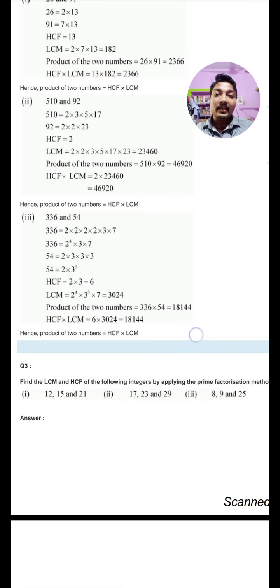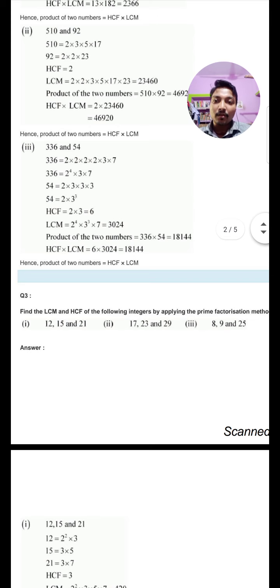Then the second part is our checking, the verification step, where the product of the two numbers is equal to 510 into 92, which is equal to 46,920. Again, on the right hand side, the product of HCF and LCM is also 46,920. So it is clear from both sides that the product of two numbers is the same as the product of their HCF and LCM. Question 3(i) in the same way one can do.